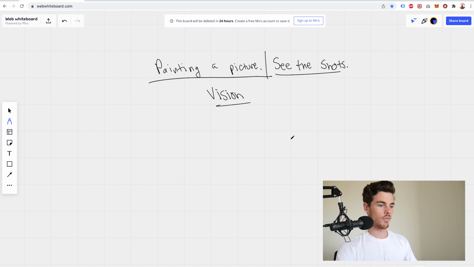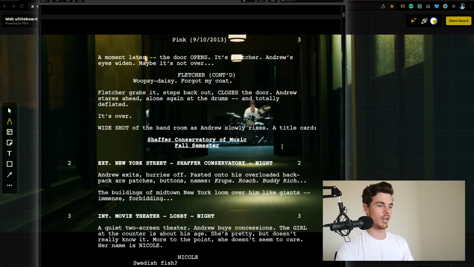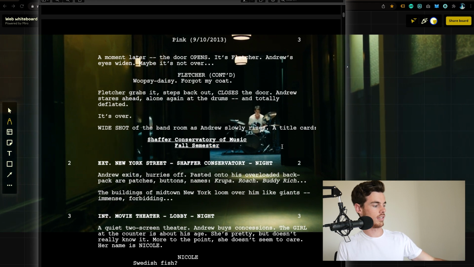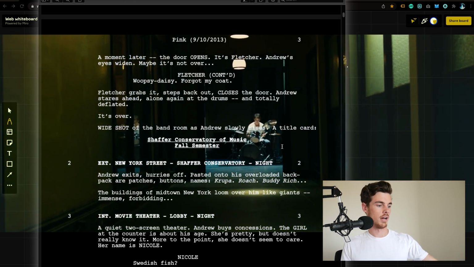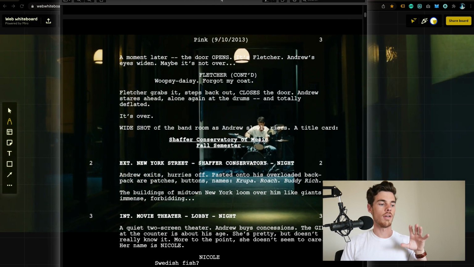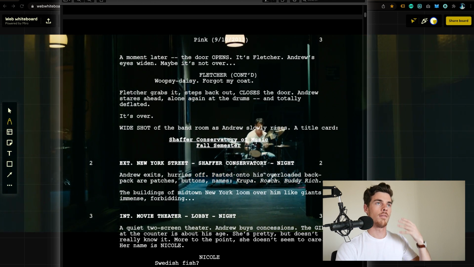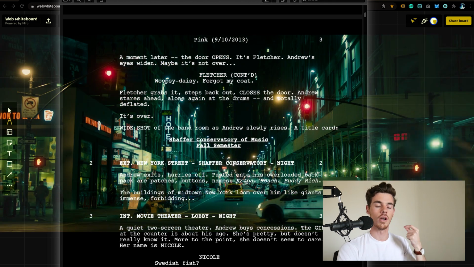So if we can come over here and look at some scripts. So I have this script here. This is the Whiplash script. And this is one of my favorite screenplays. I'm going to link this below. And this is a fantastic lesson essentially in seeing the movie on the page.